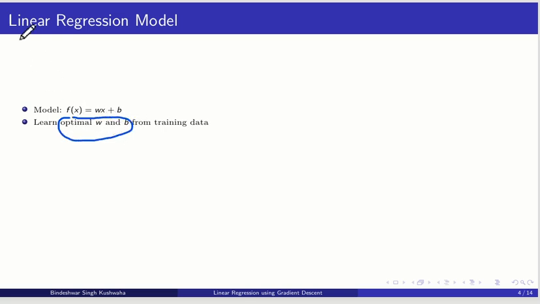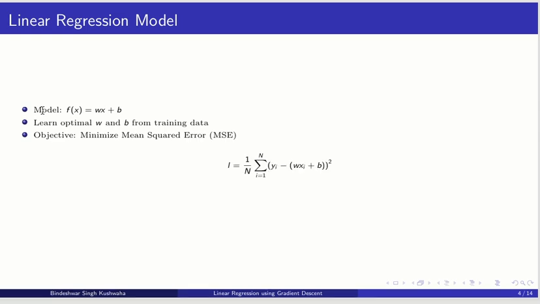Optimal means the prediction error would be 0, and the value of the cost function would be 0, and we will minimize the mean squared error. Now what is the mean squared error? So here L is the loss function, 1 upon n times the sum of the actual value minus the predicted value, squared.